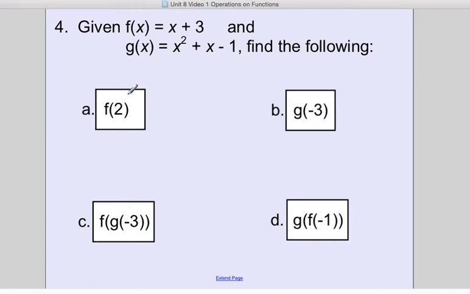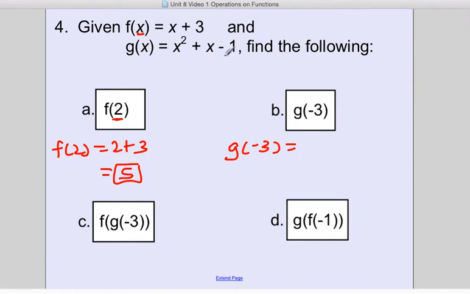So here I have f of 2. Notice how the 2 is in the spot of the x. So it means wherever there's an x, I'm going to write a 2. So to find f of 2, it would equal, there's an x, so I write 2 plus 3. 2 plus 3 is 5. There's my answer for f of 2. Now I do g of negative 3. So here's my g function. Wherever there is an x, because it's in the spot of my x, I write negative 3. Negative 3 squared plus negative 3 minus 1.